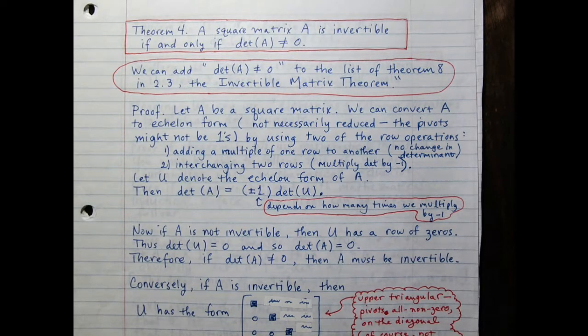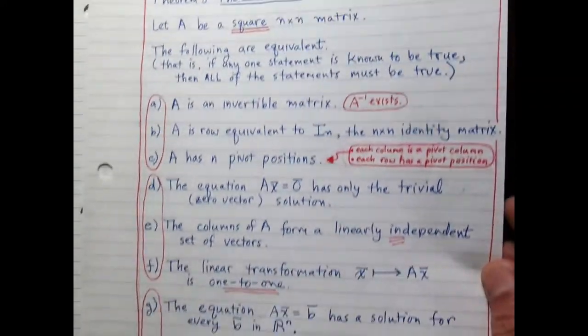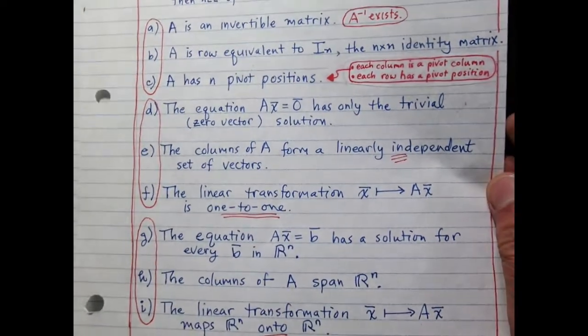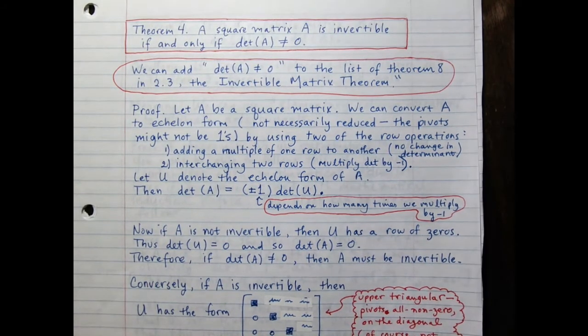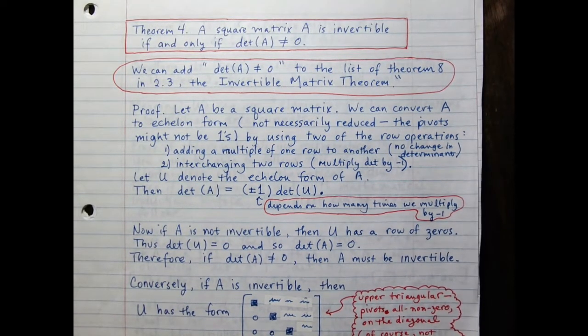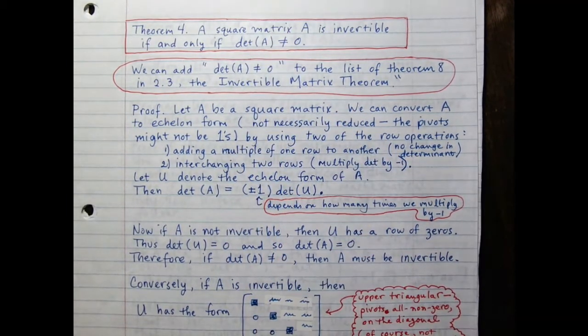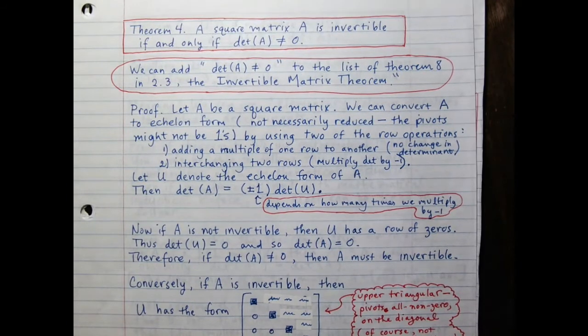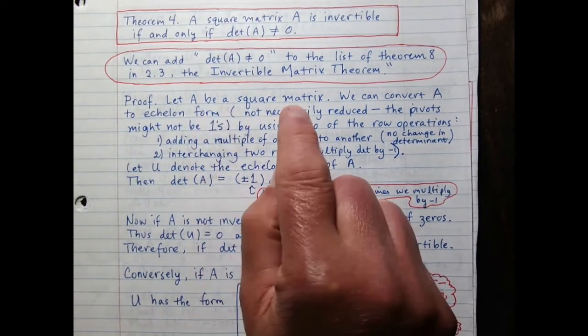So this result we can actually add to the list in Theorem 8. Remember that Theorem 8 with the A, B, C, D, E, F, G, H, I. It's like this is a J, or in the book probably gives it some letter along the way. It can be added to that list of equivalences, determinant of A non-zero. And this is important enough that we're going to talk about the proof a little bit, about how this theorem would be proved. So suppose A is a square matrix.